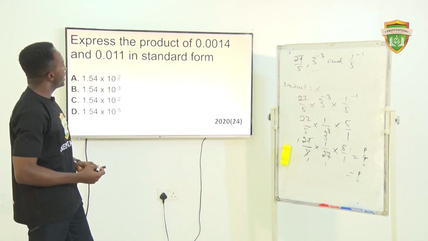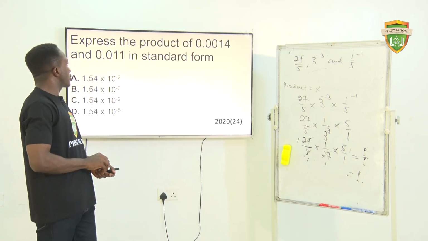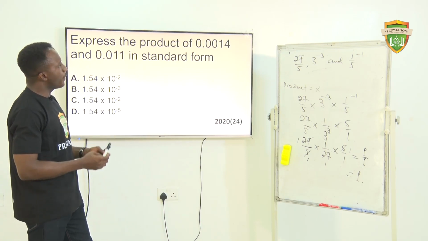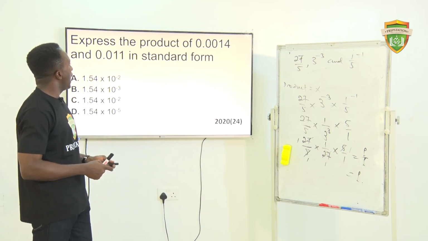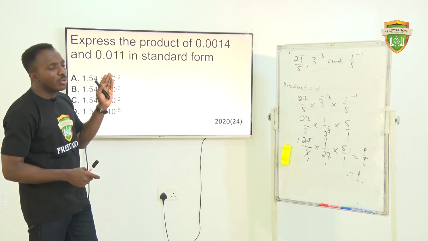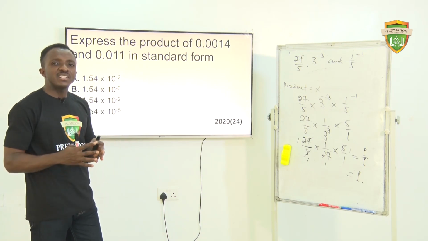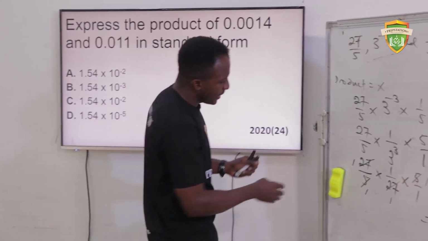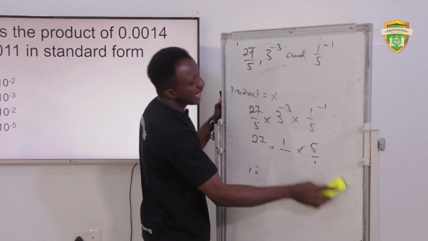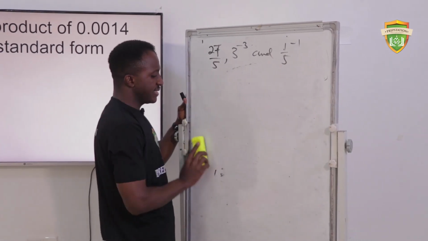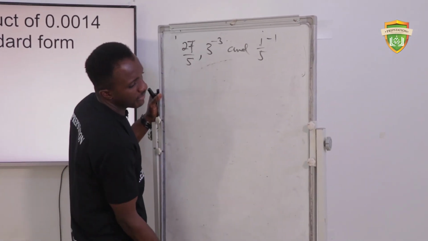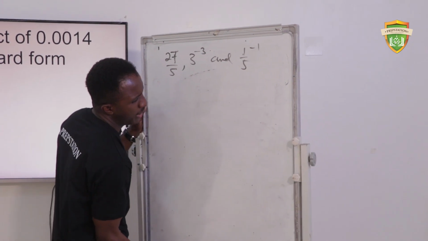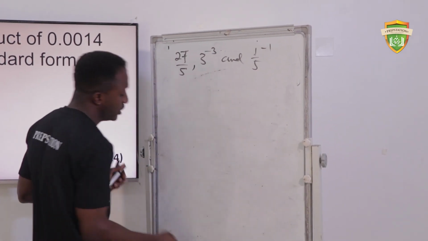Now the next question says express the product of 0.0014 and 0.011 in standard form. Express this in standard form. Now let me teach you something about standard form. Like I said, you did all of these things in your SS1. So whatever I'm doing with you now is just a revision of what you've done in SS1.